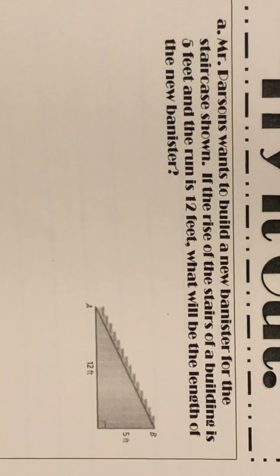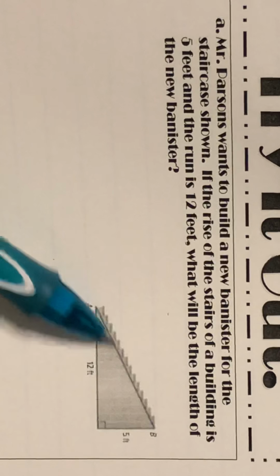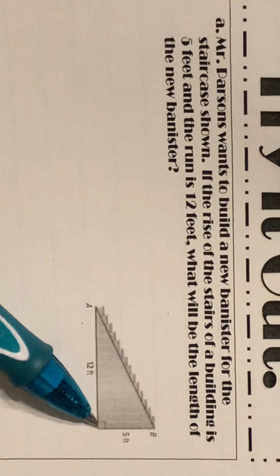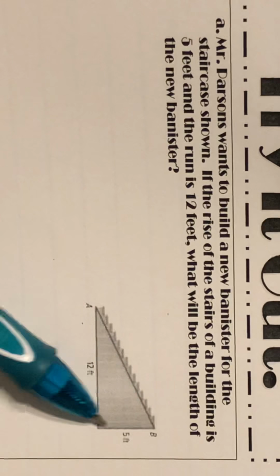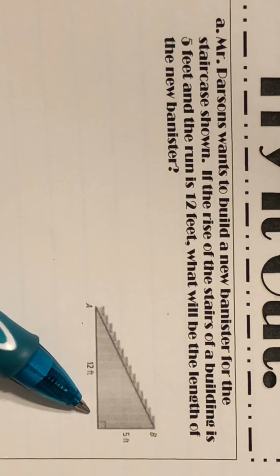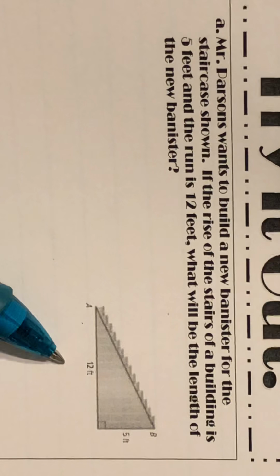Letter A says, Mr. Parsons wants to build a new banister for the staircase shown. If the rise of the stairs of a building is 5 feet and the run is 12 feet, what will be the length of the banister? So over here in my diagram, I have my set of stairs. The rise, how tall they are, is 5 feet. The run, how long they are, is 12 feet.